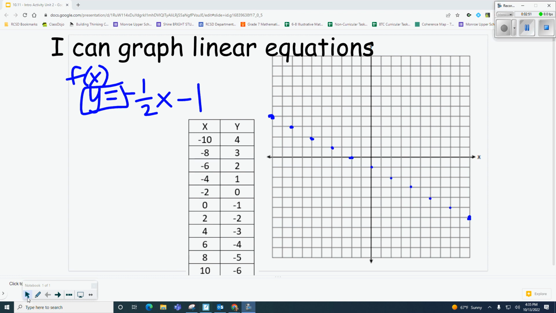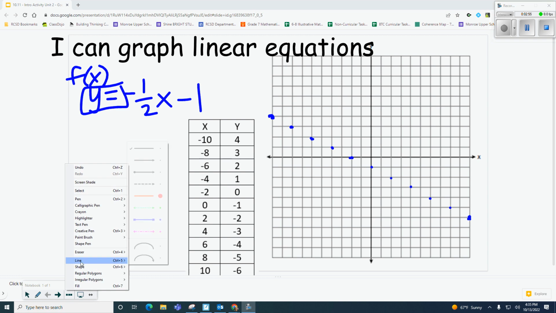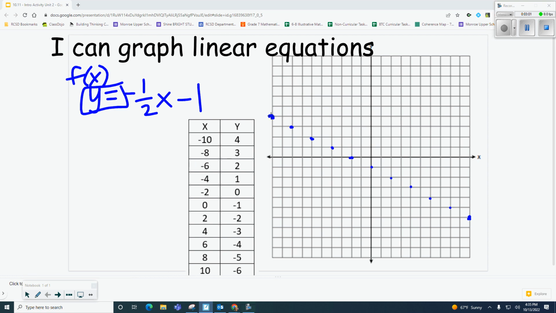As you can see here, I finished plotting all of those points, and now I'm going to try to use my line feature. Remember that if you don't draw it all the way to the edge of the grid, you should put an arrow on the end. I like to always put an arrow on the end just to be safe, so I put an arrow on both ends even though it went all the way.